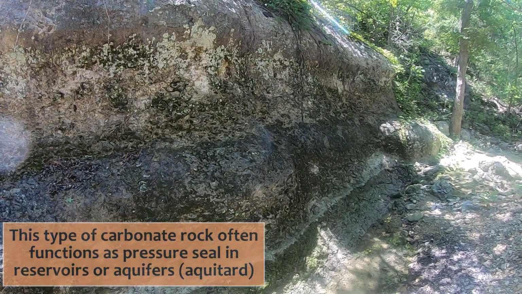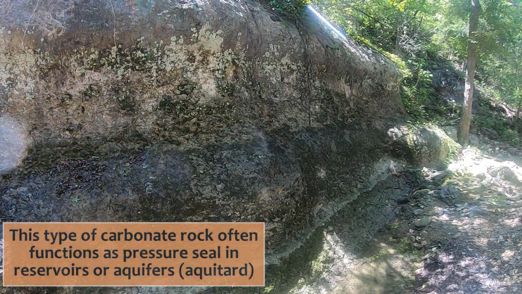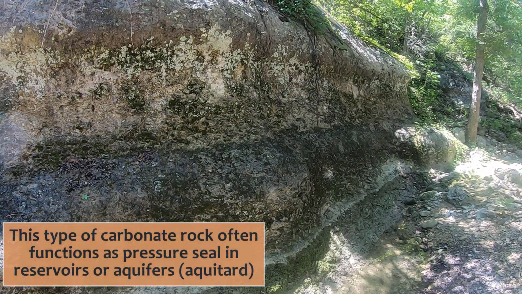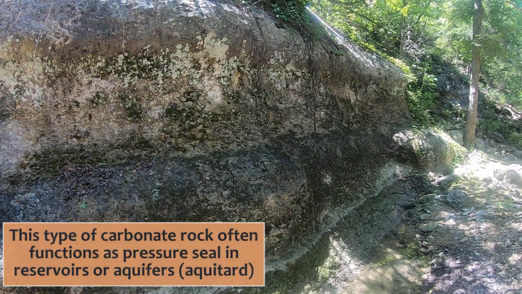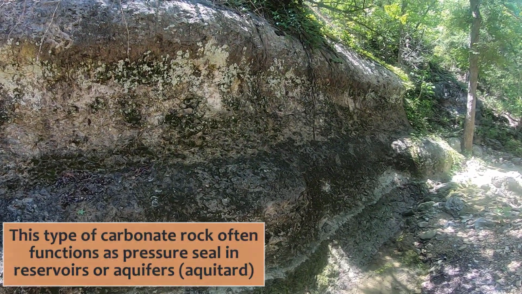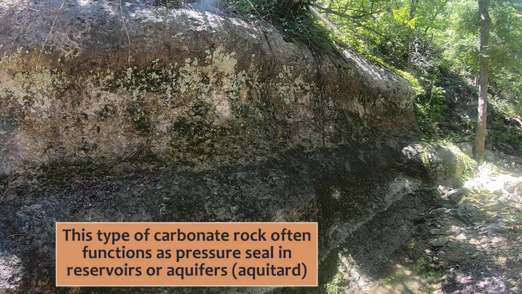Here's another view of the Upper Glen Rose Formation. A very thick carbonate sedimentary cycle that serves as a pressure seal for the aquifers that we have in this zone. In some places we can also see fractures in this rock. It's an extremely rigid rock with low porosity.